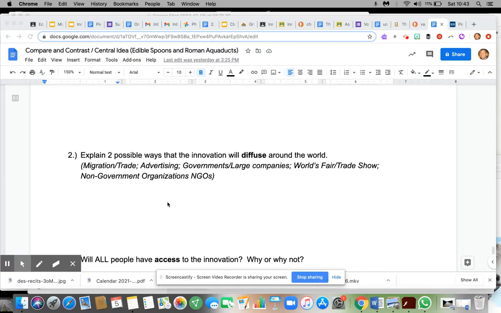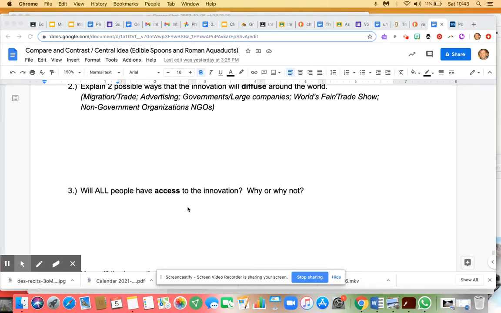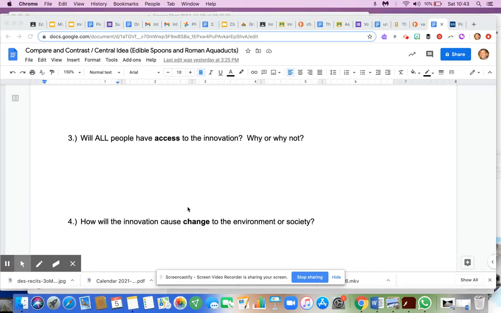Explain 2 possible ways that the innovation will diffuse around the world. So here are the different ways that we talked about how ideas diffuse or innovations diffuse. So you'll pick 2 of these possibilities and fully explain how that would work. Will all people have access to the innovation? Why or why not? So again, explain your thinking.